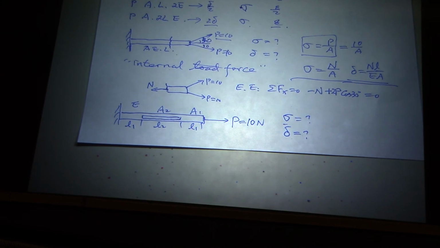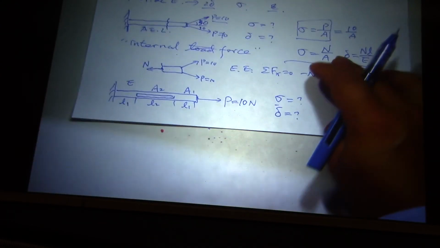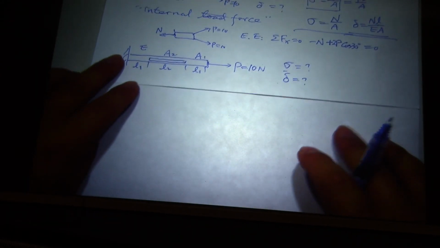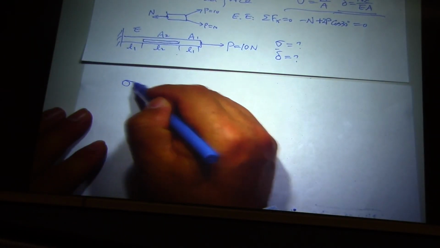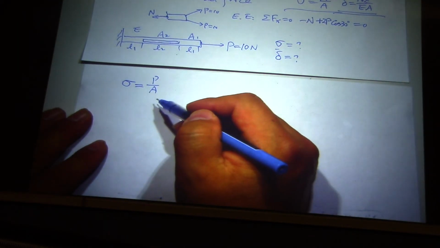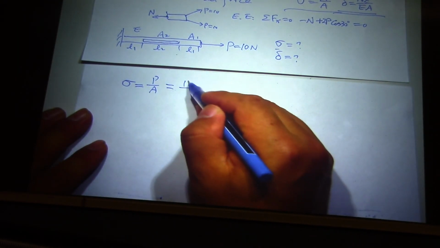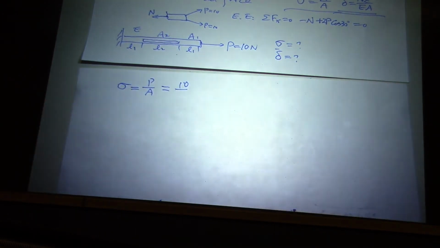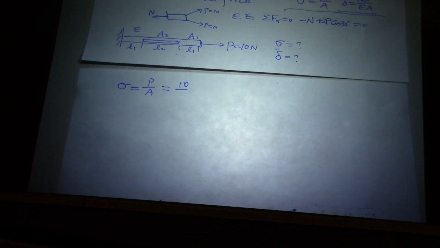Okay, let me write on a new piece of paper, more space. So I need the stress. I calculate stress, which equals P over A. That's what the equation says. So I put it here, 10 Newton over A. What's A? There are two different ones, two A's. Then what should I do?